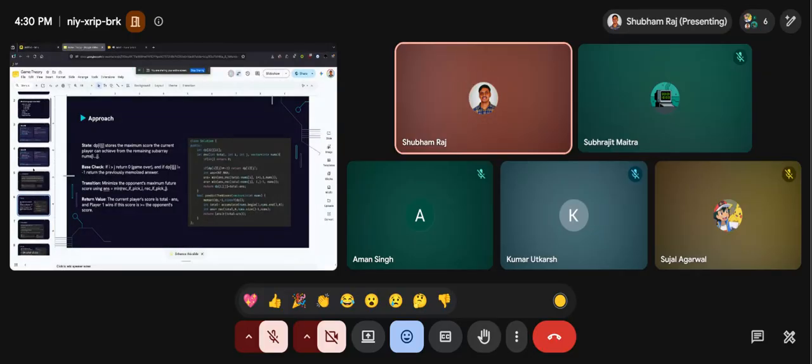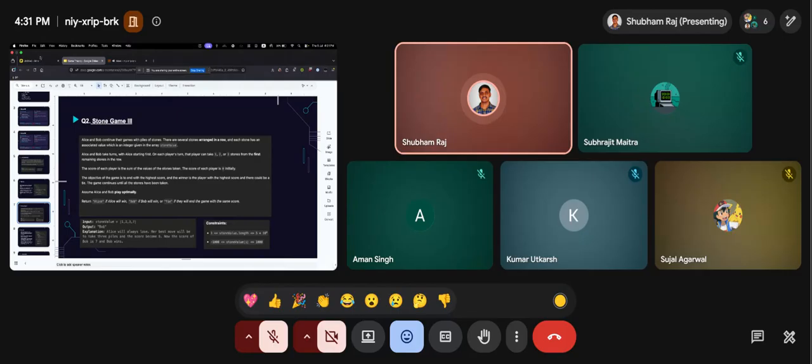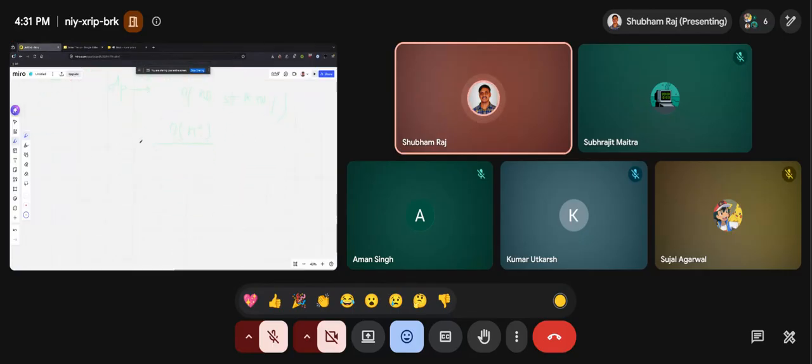Now let's move to the second question. That is stone game. This question is the same as the first question, which we tried to solve using DP, and we were not able to solve the question. So let's look into the DP approach now. So suppose an array is given.